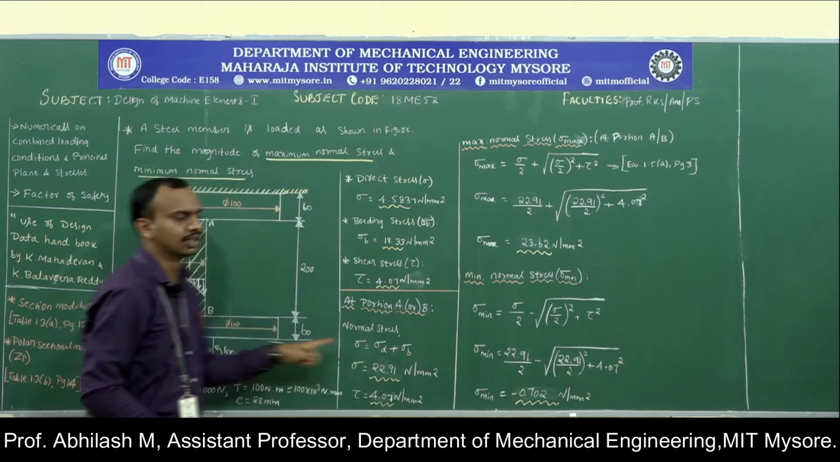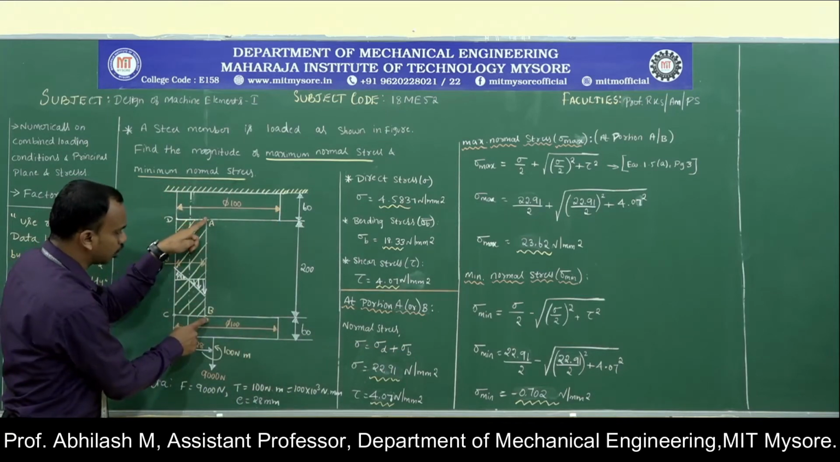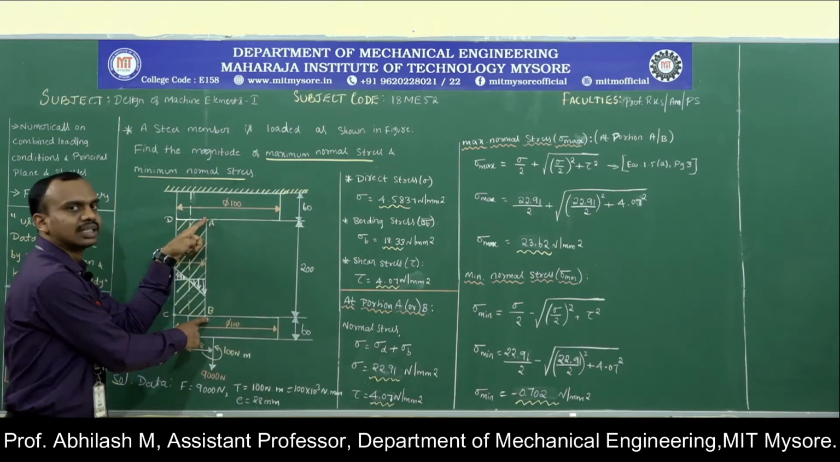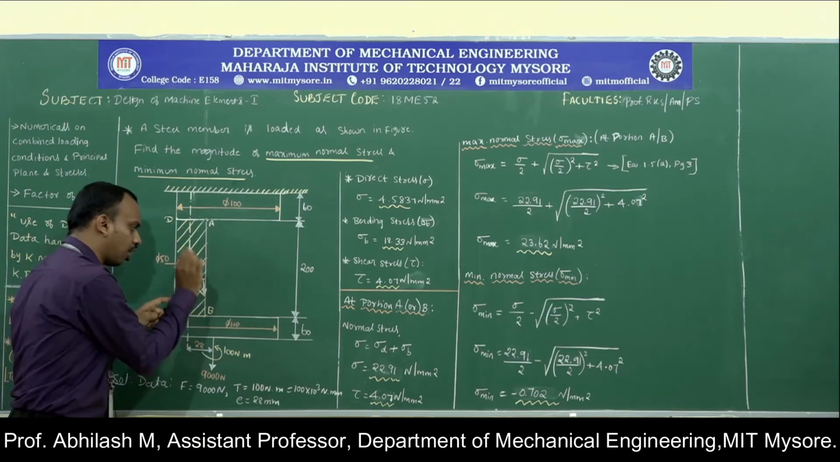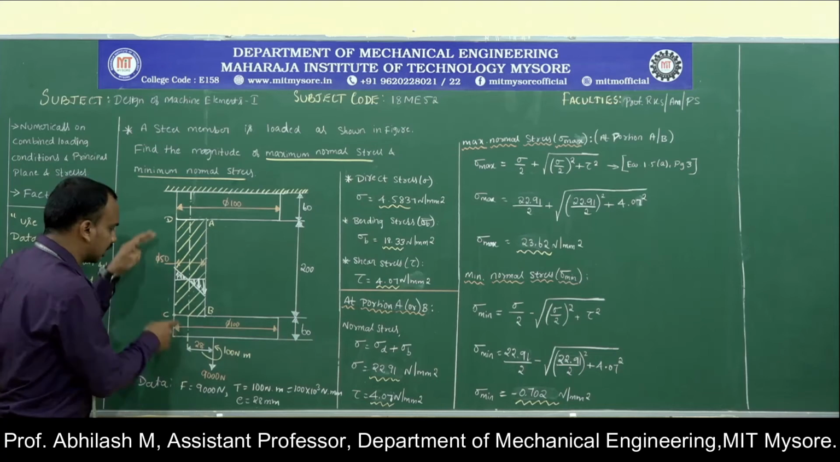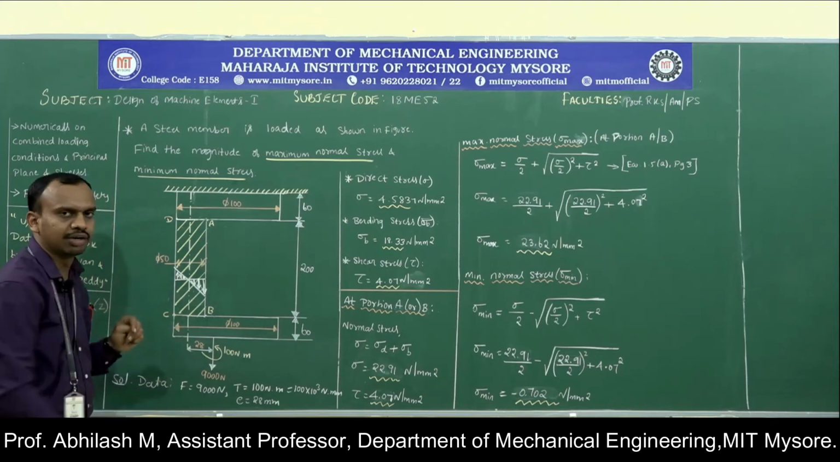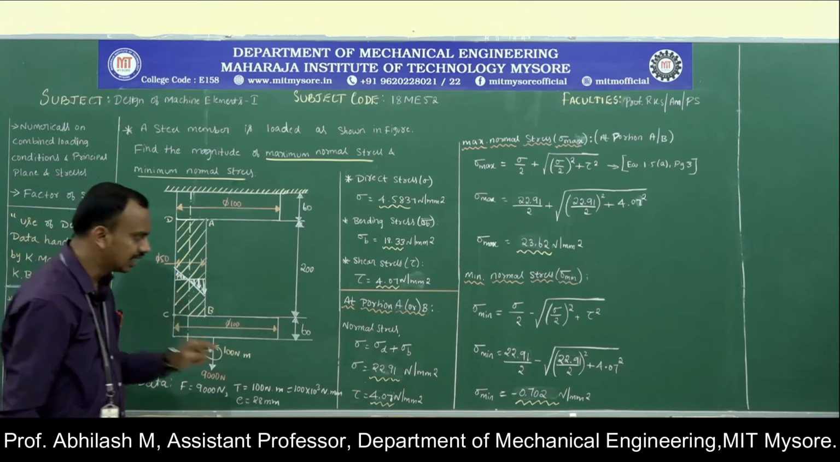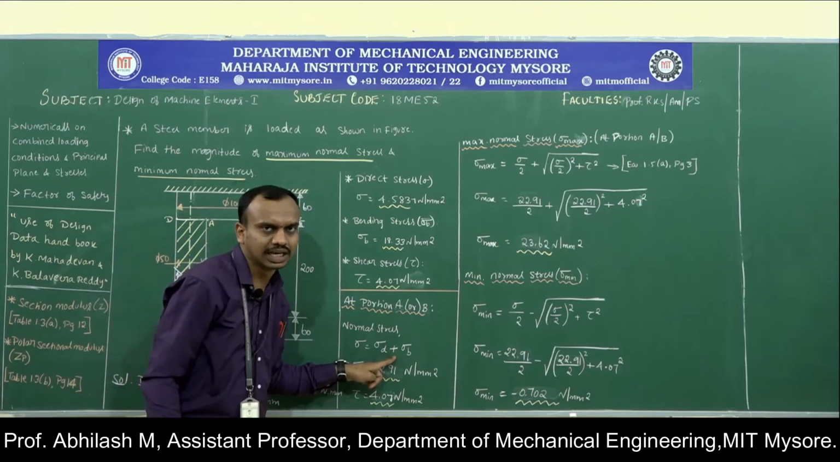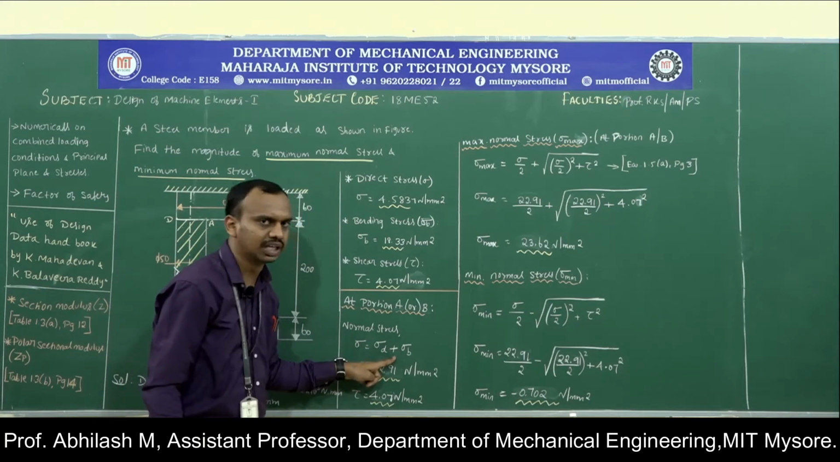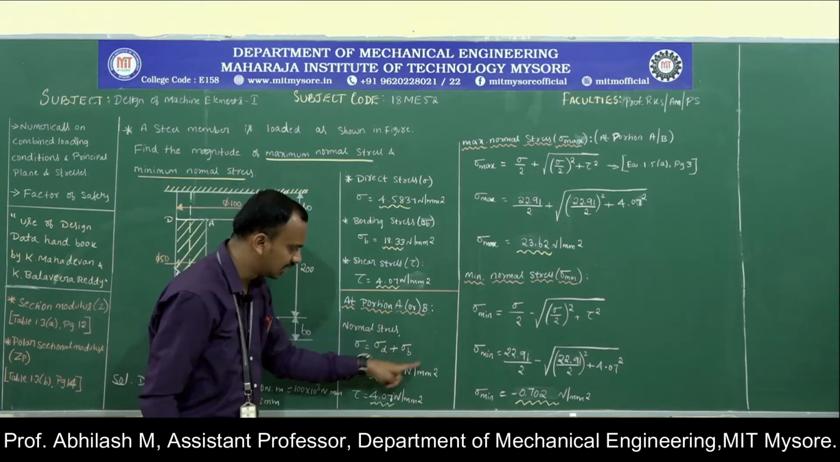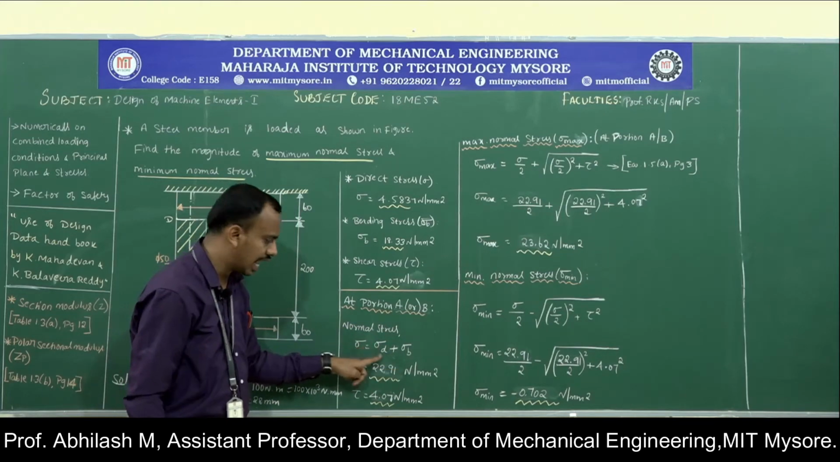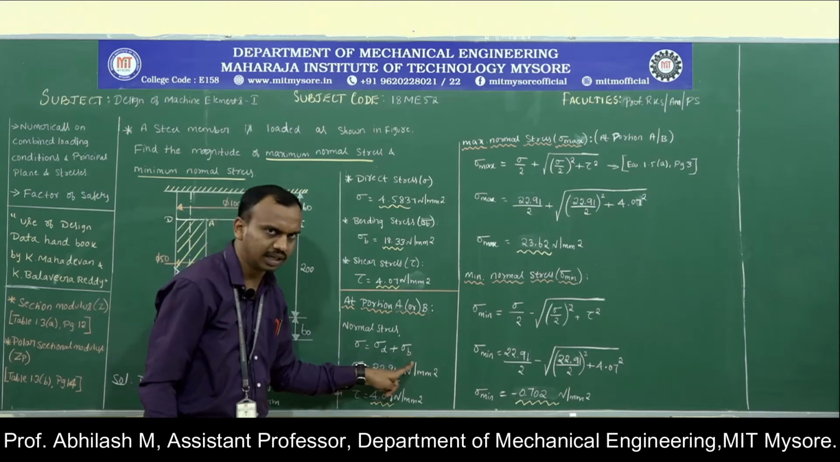We know the reason that this particular portion of A or B is subjected to tensile stress, whereas the portion CD is subjected to compressive stress. Hence, we have made use of the plus sign here. If it was compressive in nature, we would have used minus. So the normal stress will be equal to the direct stress plus the bending stress.